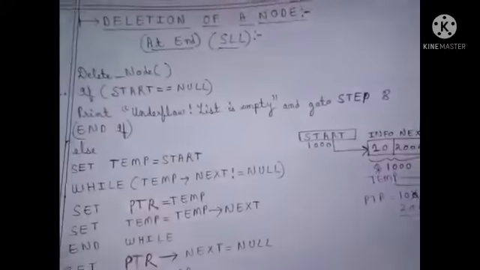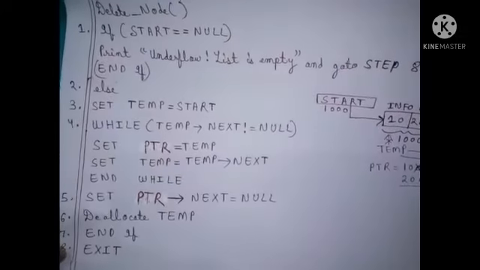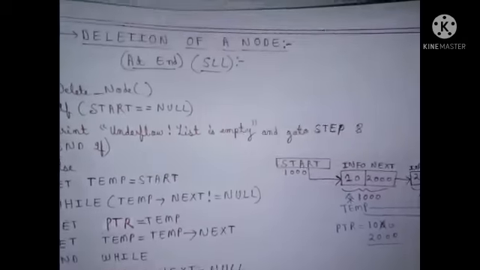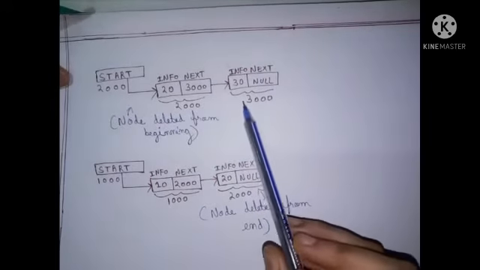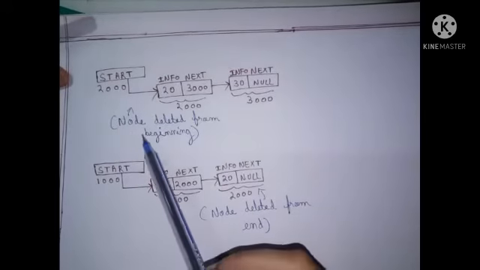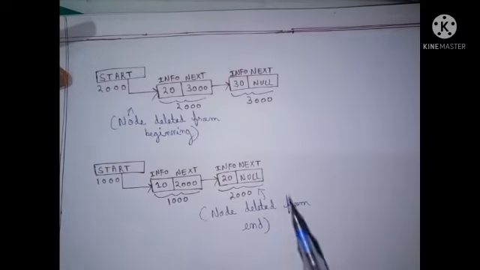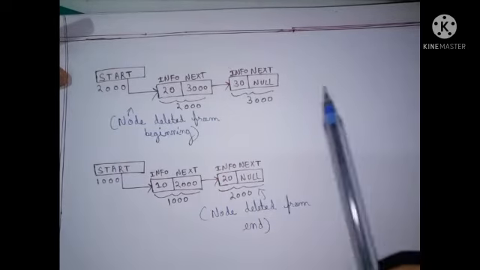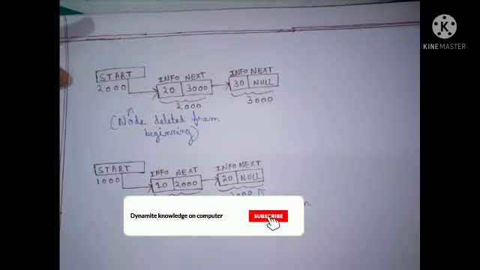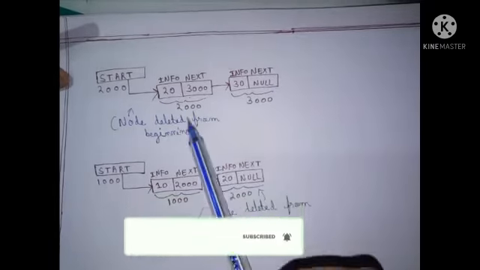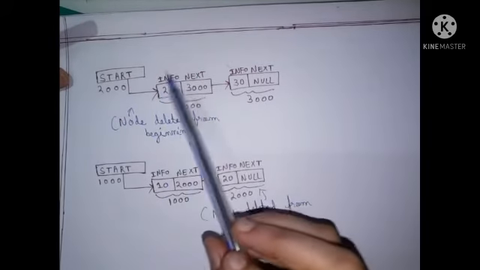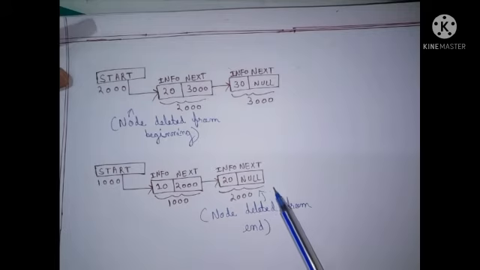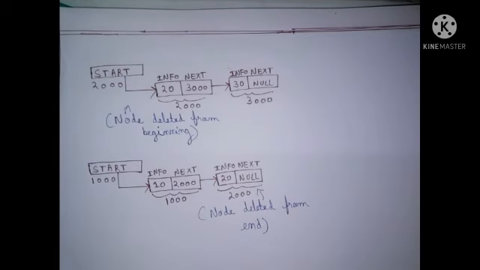So this is all about the deletion of the node from the end of our single linked list. Now see here, this is how our list will look after deletion from the beginning and deletion from the end. In both lists I had taken 3 nodes, so after deletion it's 2 nodes. The difference is that here the node has been deleted from the beginning and here it has been deleted from the end. So this is all about the deletion from the beginning and end of our single linked list.